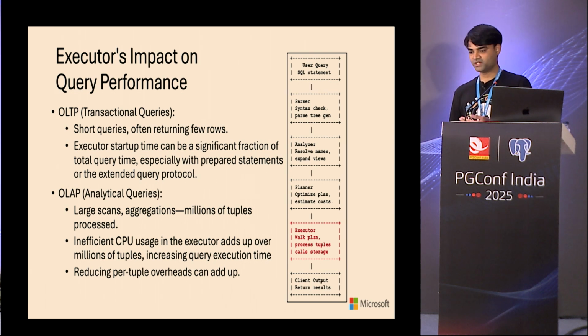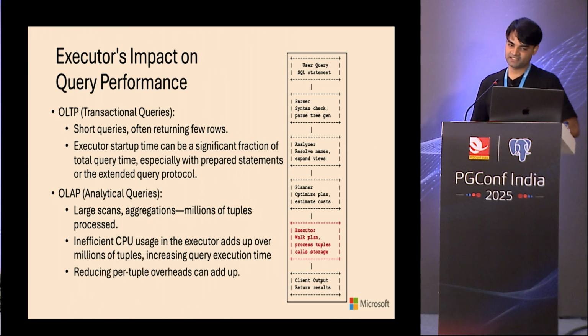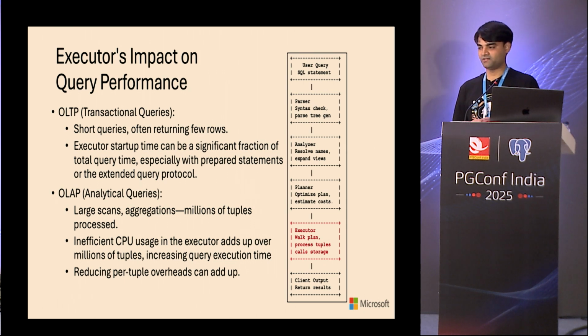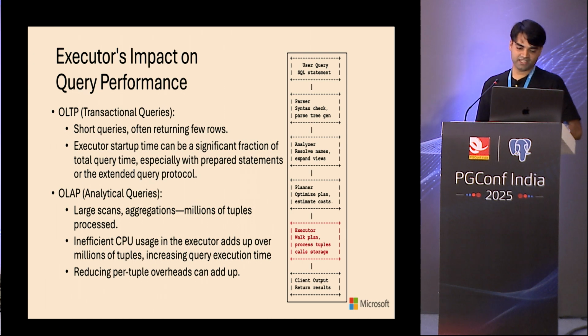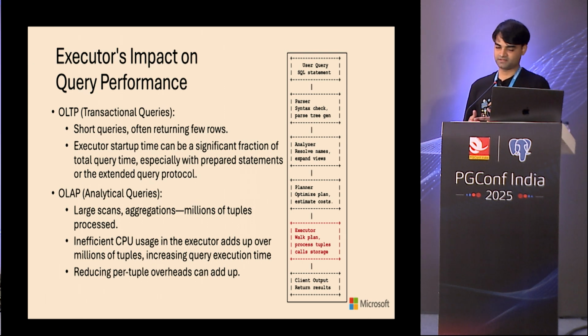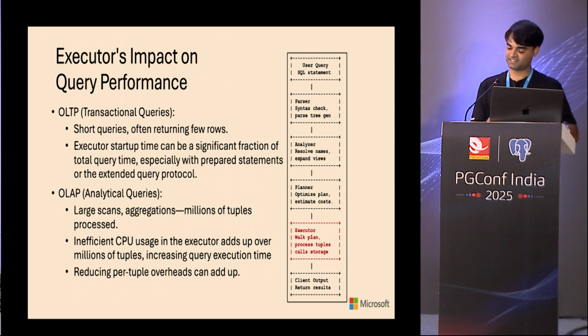Yeah, we could improve the executor for better OLTP performance, but it is a more dire requirement for OLAP. And if we can do things to reduce these per-tuple overheads that I was talking about, they add up to significant performance improvements, as I will show in the later slides.